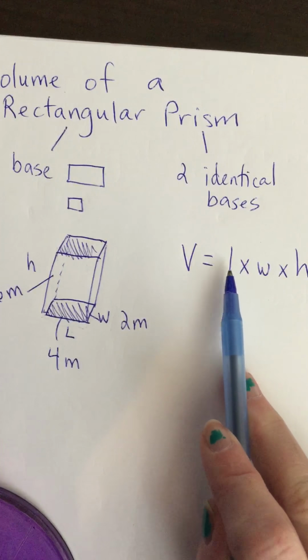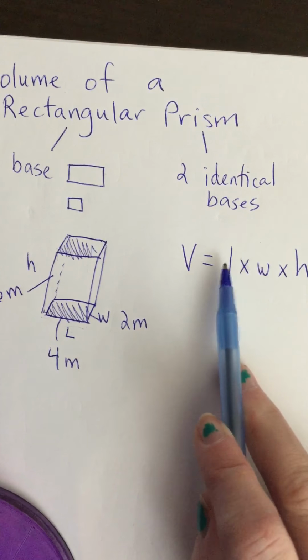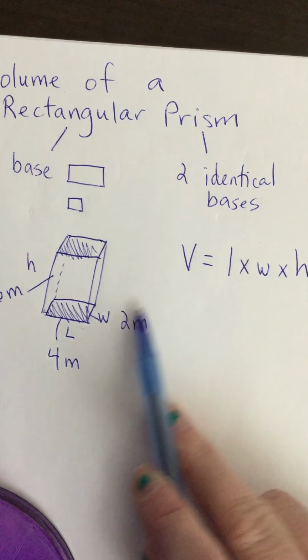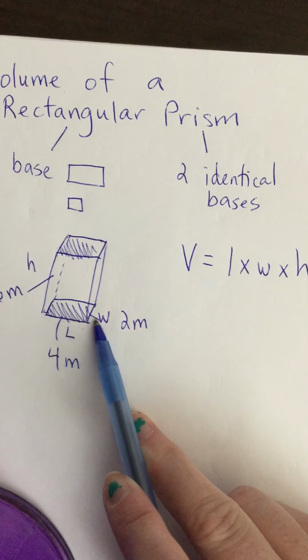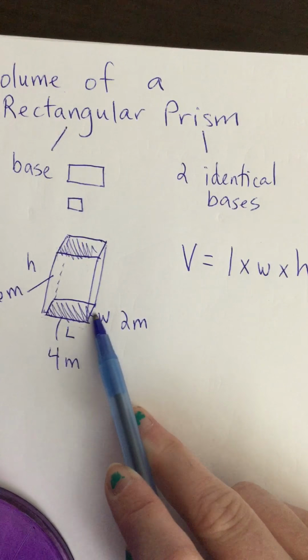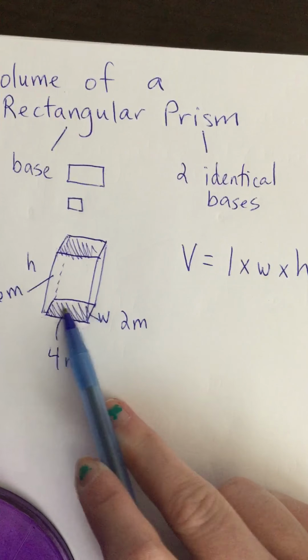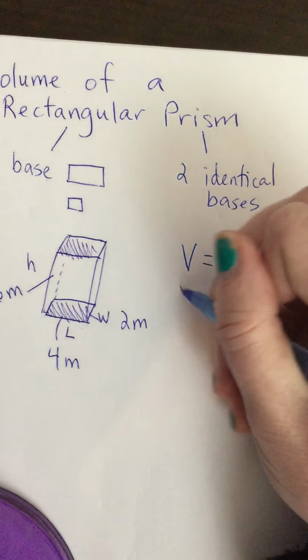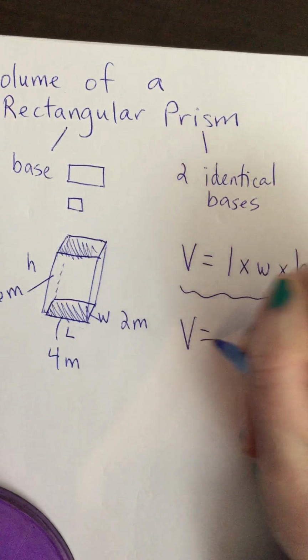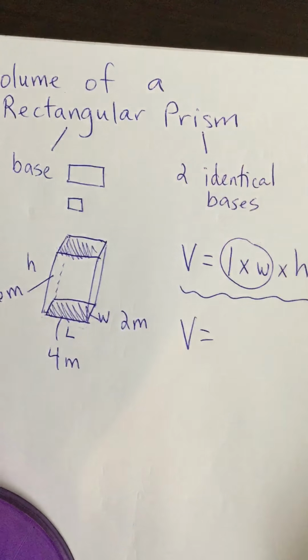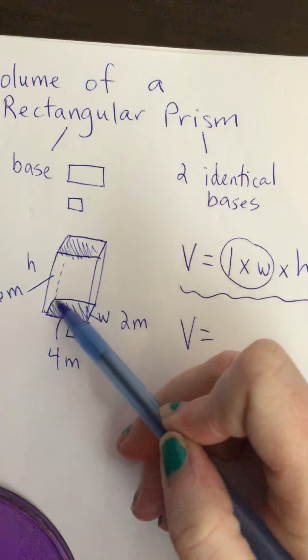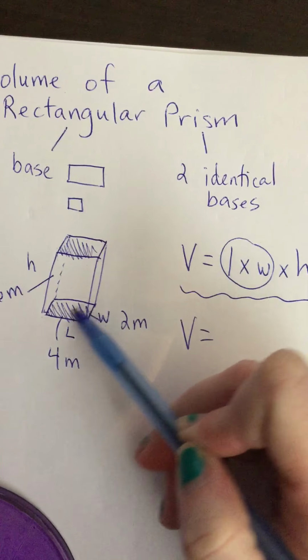Let's look at this. Length times width. That's almost like base times height, like what we've been doing. And let's look down here. Length times width, or base times the height of just this rectangle. Okay, so here's the new formula that we're going to use. Volume equals, instead of length times width, we're just going to find the area of this bottom base.